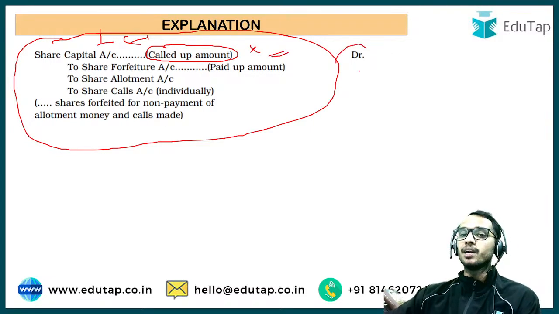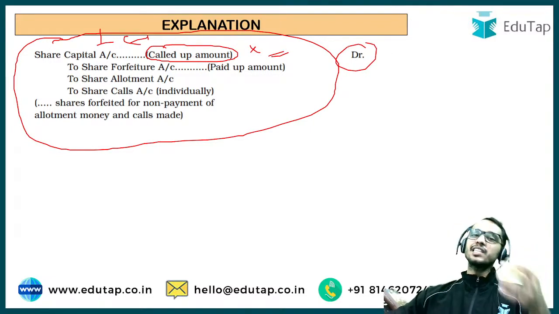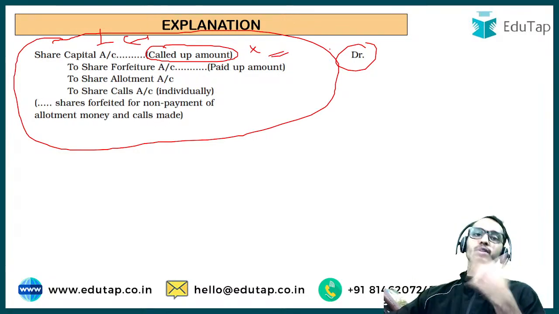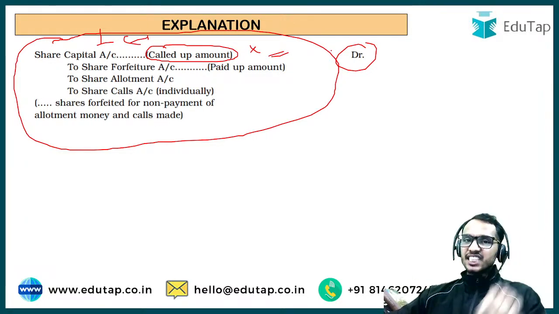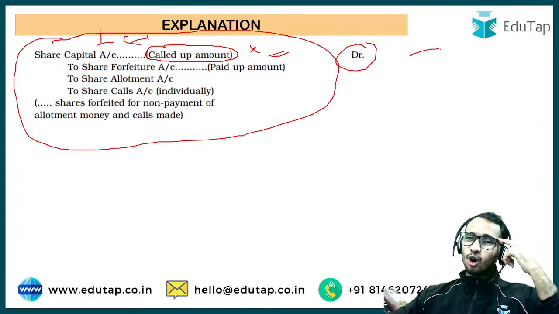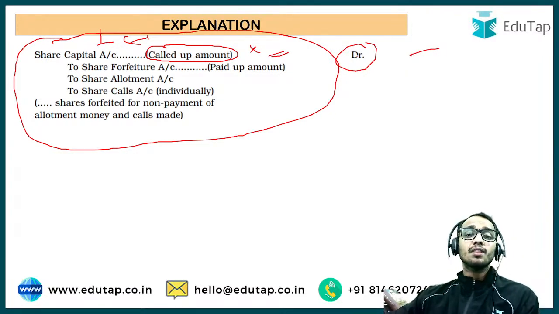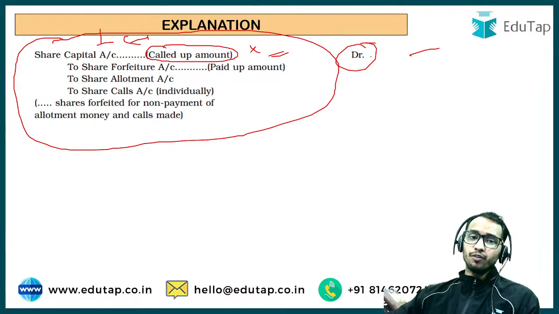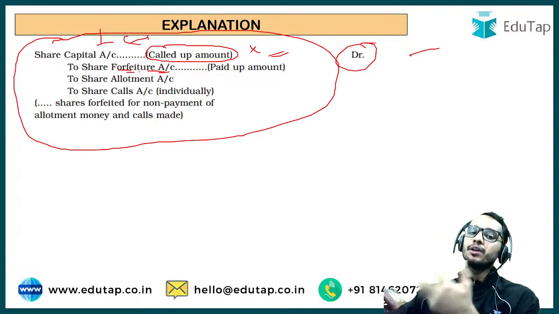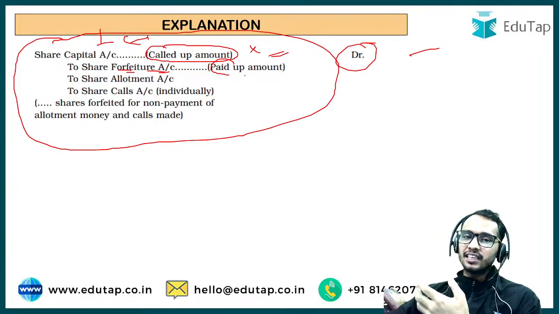Okay? It will be debited. And why is it getting debited? Obviously because while calling it out, you have credited it, na? That's why you have to reverse the entry for these cancelled shares. So you are going to debit it. Easy enough, logical enough. Now, for share forfeiture, I have already given you the logic. Whatever amount you have got, you are going to transfer it to the share forfeiture account. You are going to credit it, okay, by the paid up amount.